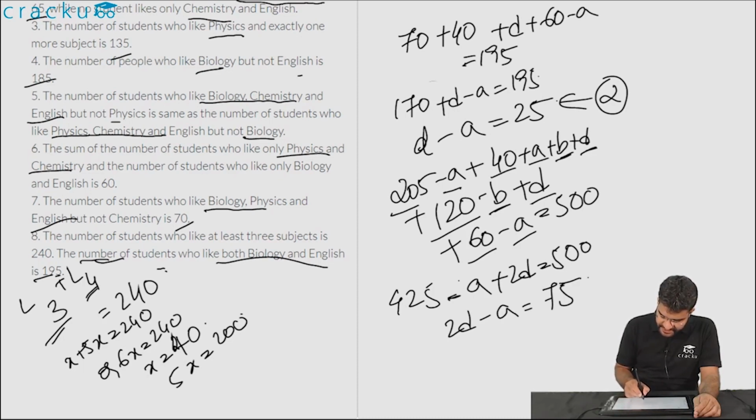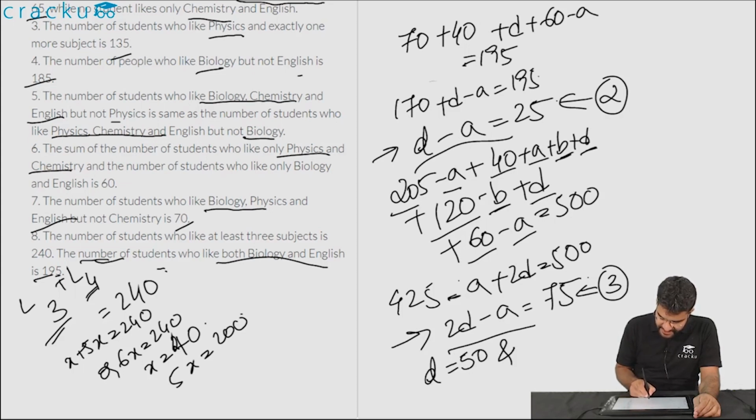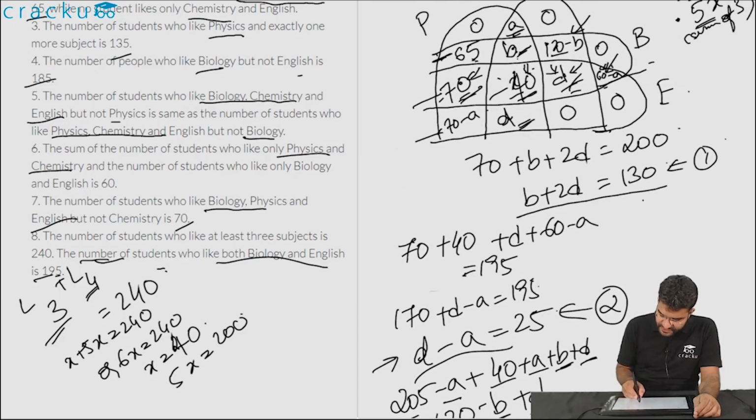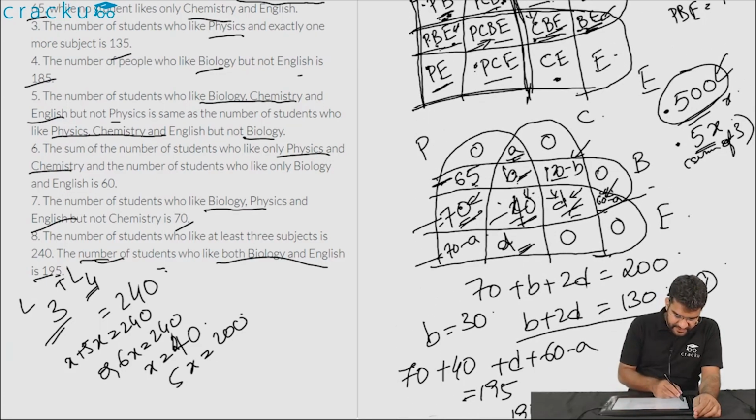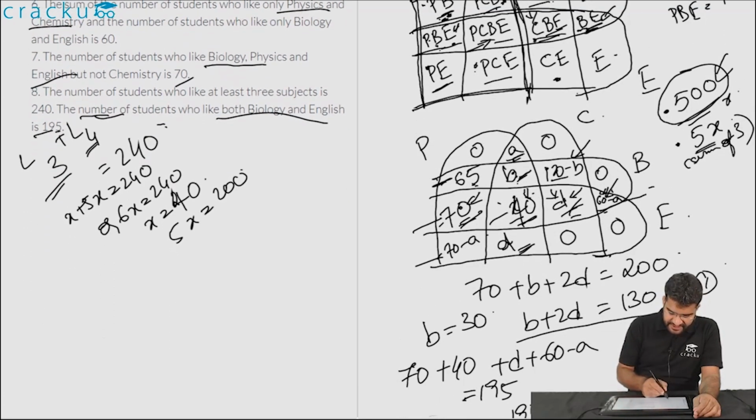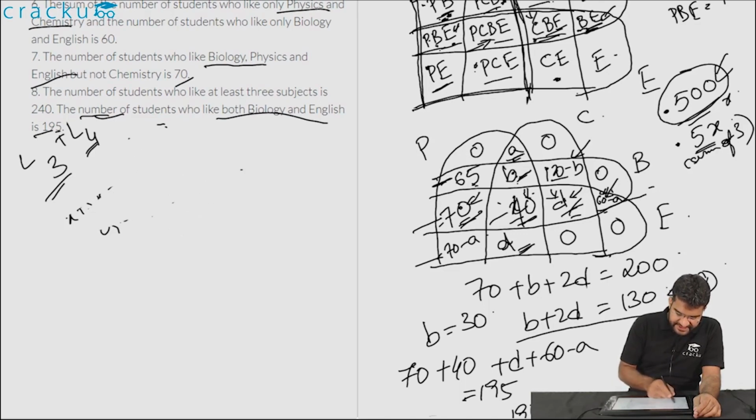Now you can look at the third equation and the second equation, this one and this one, to calculate the value of D and A. 2D minus A is 75 and D minus A is 25. So D is equal to 50 and A is equal to 25. Similarly, you can use the value of D, which is equal to 50, to calculate that B will equal 30. So you have found out the values of each one of them. So let us try to draw the diagram here so that we know what exactly each of the sets contain, that is each of the regions contain.